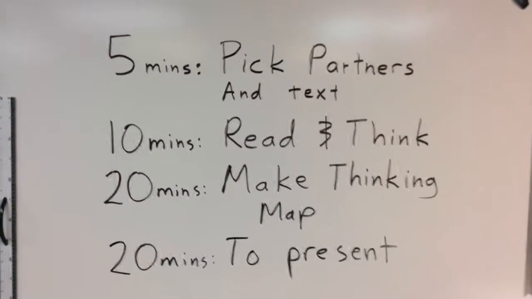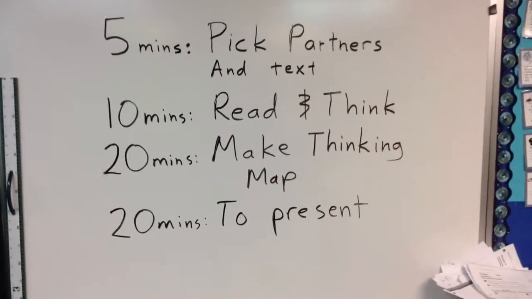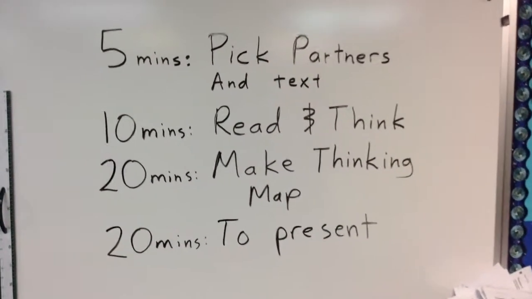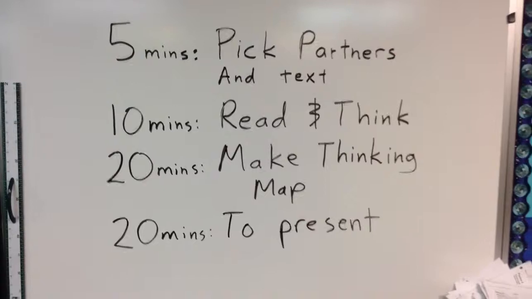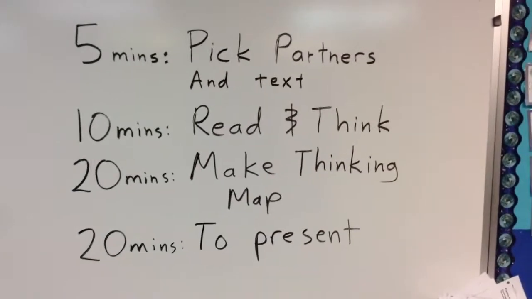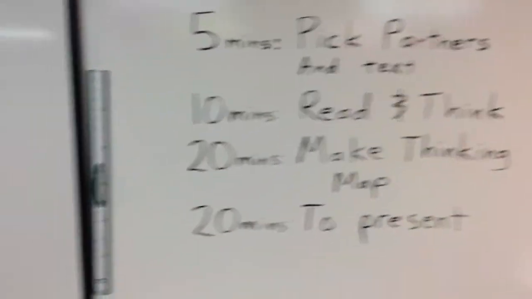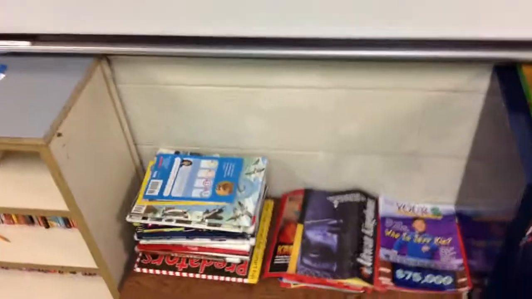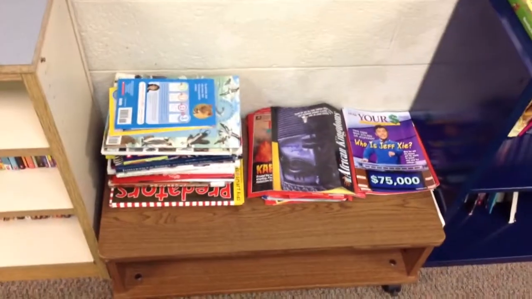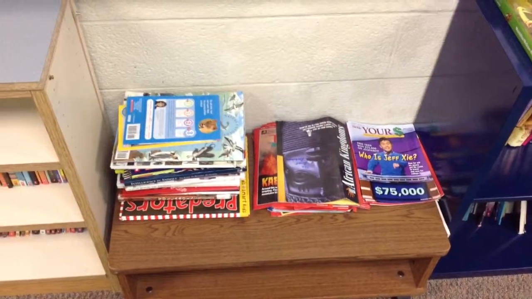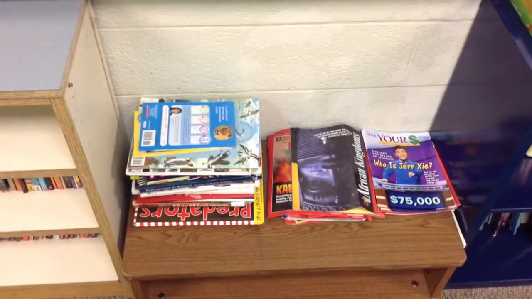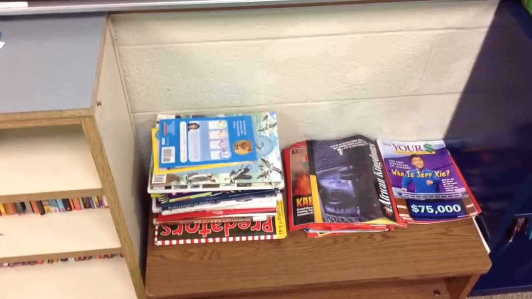You don't have to read the whole book. I would suggest you pick 2 pages to read and try and organize what you learned from those 2 pages into a thinking map. That's what you'll do next for 20 minutes. You'll have time to make a thinking map, and then you'll have 20 minutes to present. Once again, I'm going to leave my stack of informational text up here on the front table area, and you can use that. If you'd like to use a Time for Kids, you can. It's up to you.